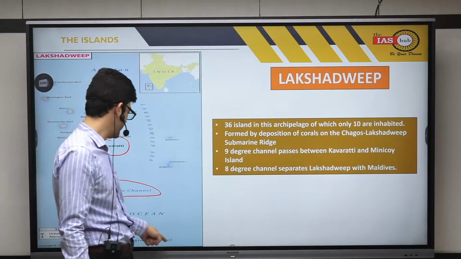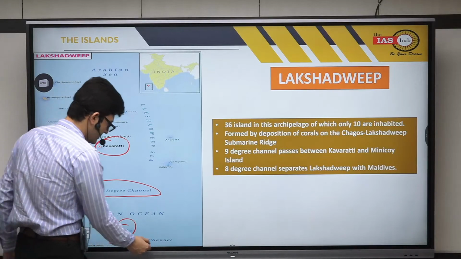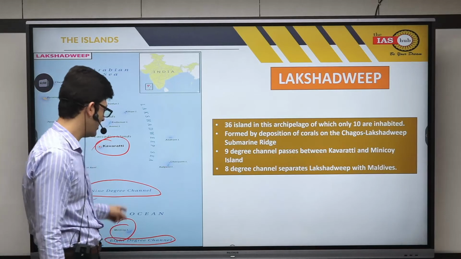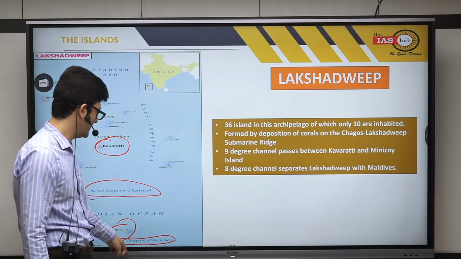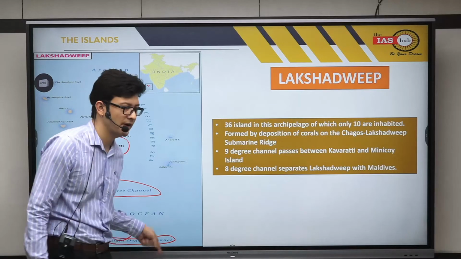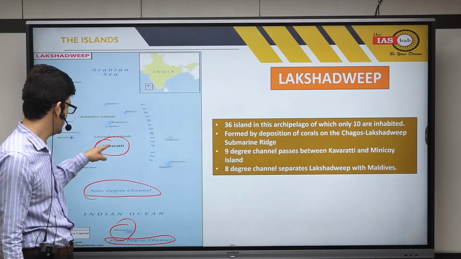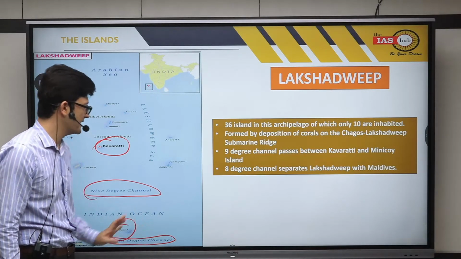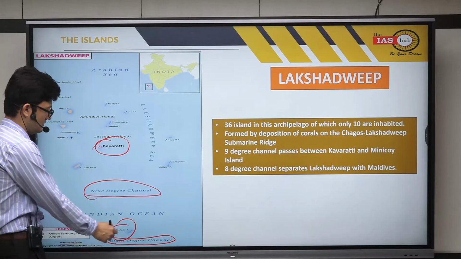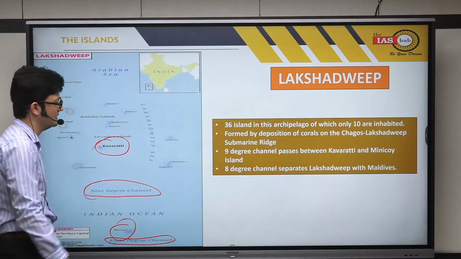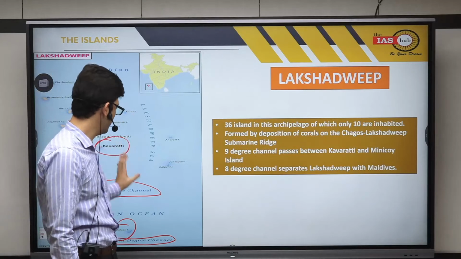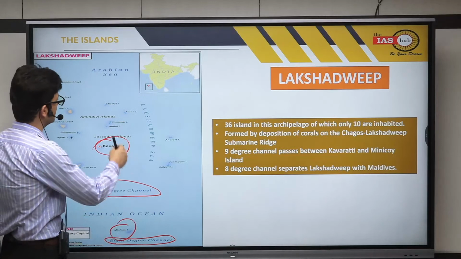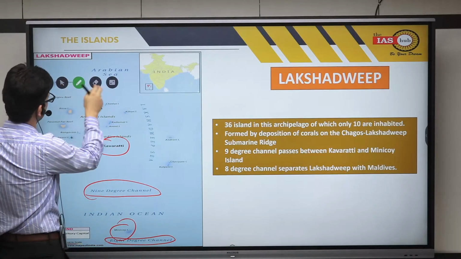There is also the 8-degree channel in the southernmost part, which creates a divide between Minicoy, the last island of the Lakshadweep, and the Maldives. So on the southern side of the 8-degree channel you will find the Maldives. The 9-degree channel divides Kavaratti and Minicoy, and between Minicoy and the Maldives you have the 8-degree channel. So these are the basic channels dividing the island groups, and the 8-degree channel particularly divides the Maldives and the Lakshadweep Islands.